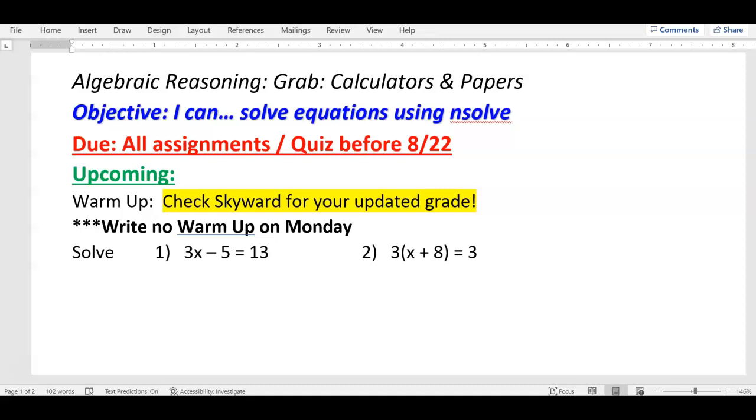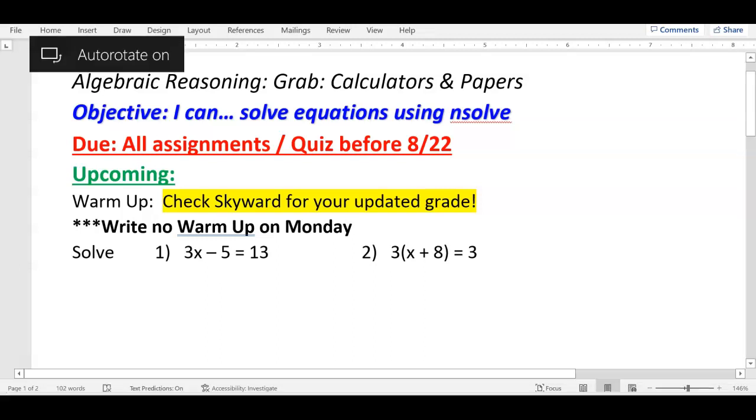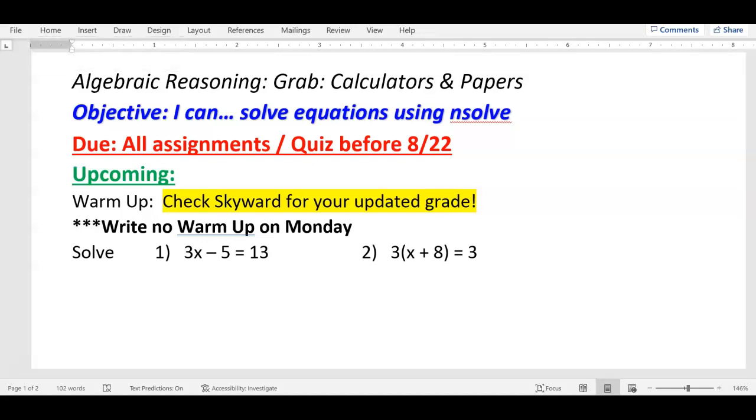But this is what we're actually doing today. We're going to solve equations using Nsolve. But for the warm-up, I wanted to know what you know by hand, okay? So on number 1, let's solve this. First of all, how do I solve an equation? What's the goal? What am I trying to do?